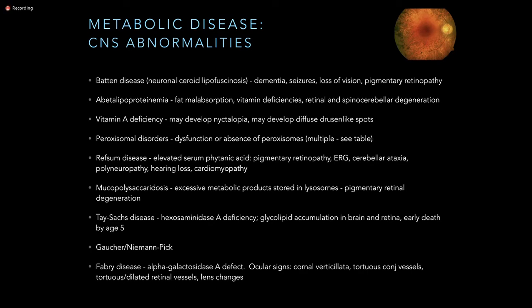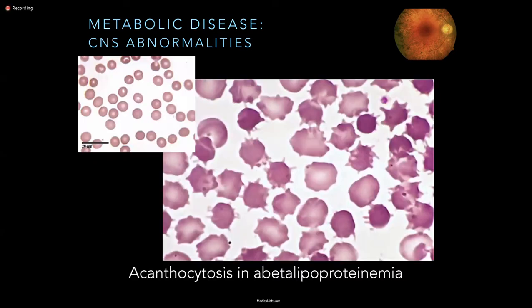This is a picture of acanthocytosis, which is seen in A-beta lipoproteinemia, as well as other diseases. On your top left, you have a path slide of some regular, normal-looking red blood cells. In the main picture, you see some acanthocytes. These are cells that have these atypical projections on the outside border, and this is due to an abnormal lipid membrane in these cells.